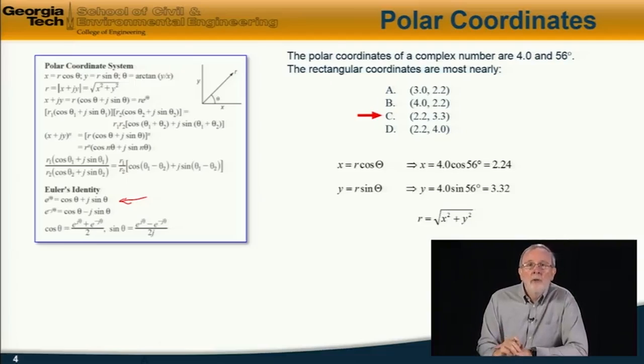And you can also always confirm for yourself, if you want, that indeed the magnitude or the radius is equal to the square root of the sum of the squares of those two components.